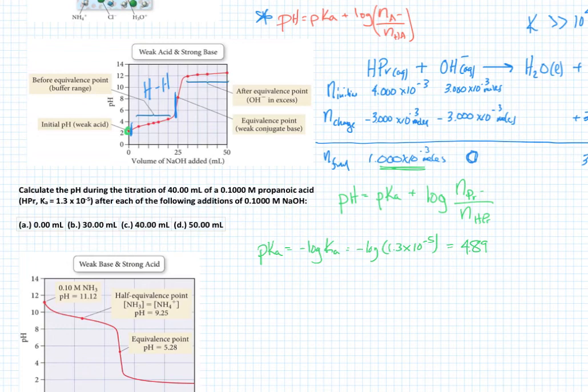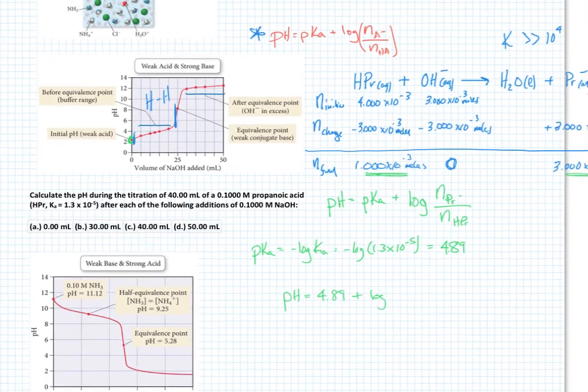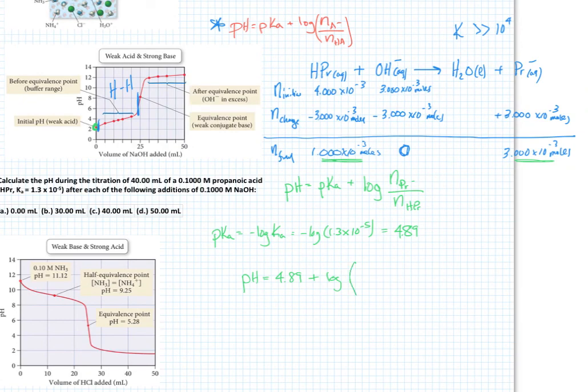All right, so we plug into the Henderson-Hasselbalch equation. pH equals 4.89 plus log of 3.000 times 10 to the minus 3 moles divided by 1.000 times 10 to the minus 3 moles. I'm keeping all these significant figures from the original problem. Remember, there's 4 significant figures here, 4 significant figures here, so that's why I'm keeping it here. So the pH is going to be equal to 5.37 for this case.